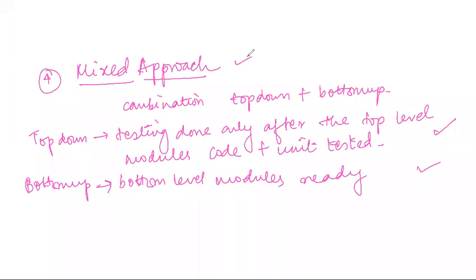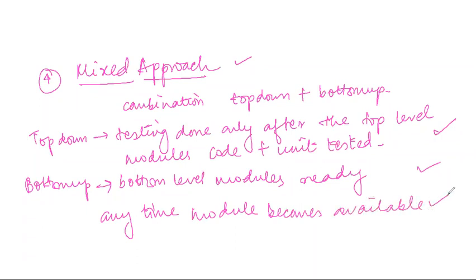So what happens in mixed approach? Testing can start as and when a module becomes available. Anytime when the module becomes available, it will not matter whether it is an upper module or a lower module. As and when the module comes, coded and unit tested, that is it becomes available for testing, after this unit testing we will simply apply our integration testing approach on this. Fine. So as and when a module comes, we will go on testing.